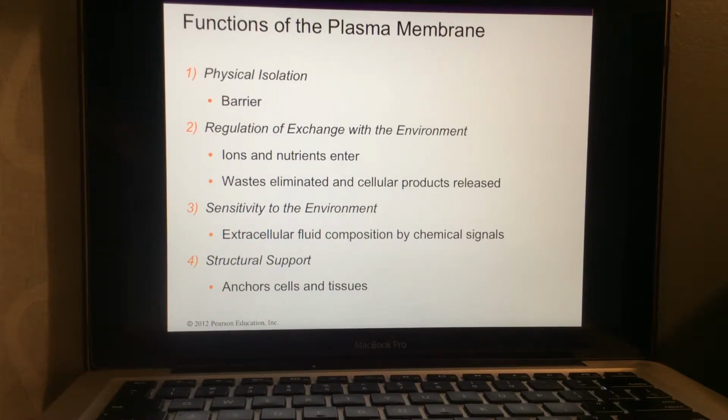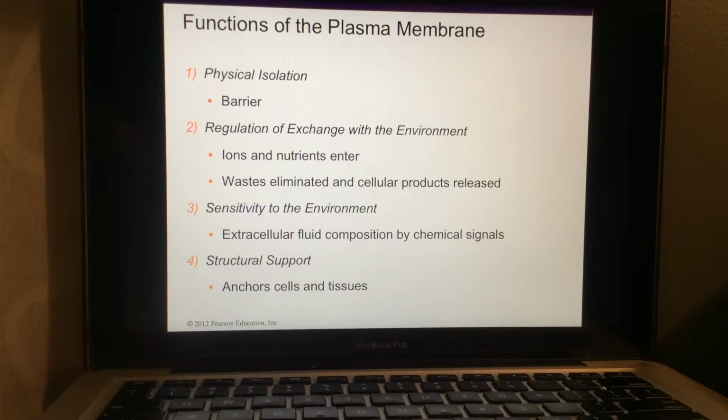So functions of the plasma membrane are really important. There's a couple of different types. So basically this phospholipid bilayer is extremely thin, but it does provide a barrier. It helps keep enzymes and structural proteins inside the cell. Number 2, it's going to be the bodyguard of the cell. It's going to allow ions and nutrients to enter, but have the ability to eliminate waste and release secretions.